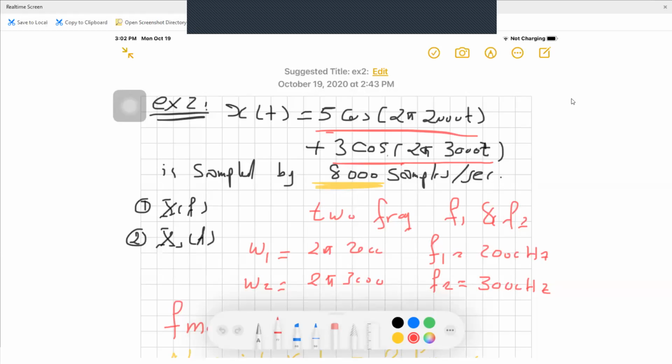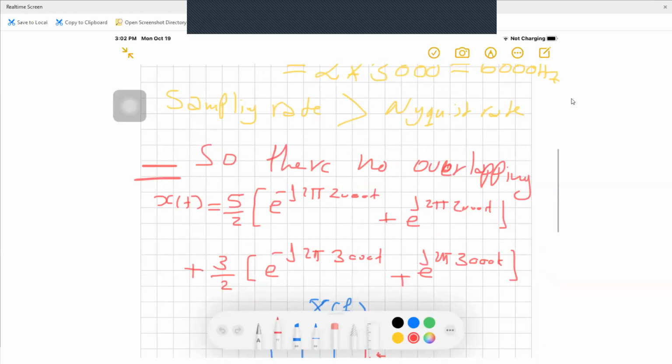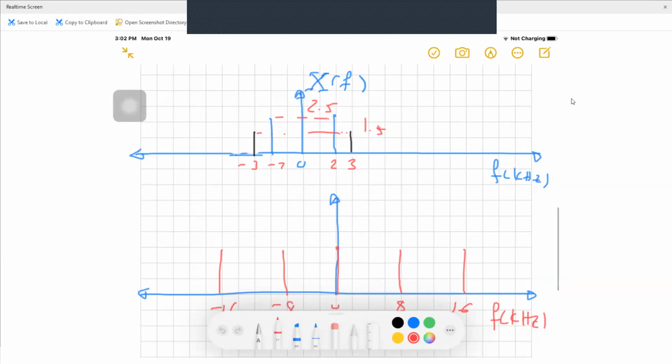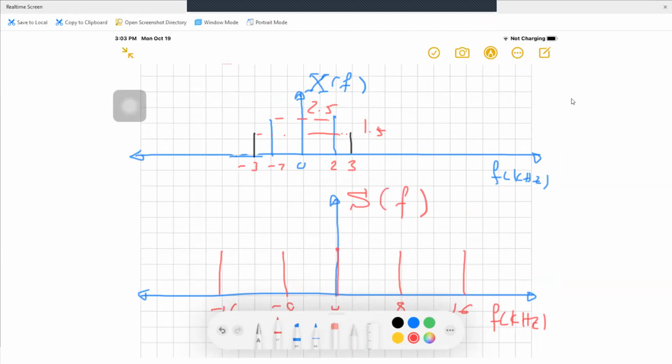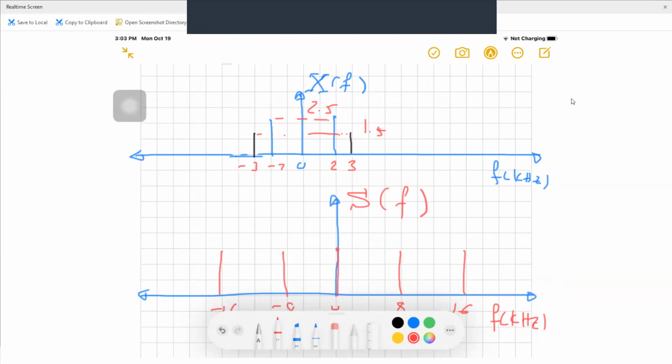Two frequencies, we have 2000 and 3000 hertz. We have sketched the spectrum for X of F and the spectrum for S of F, and F is given in kilohertz. Now we are going to perform the convolution between these two signals, and then we are going to plot the sampled spectrum for the sampled signal.